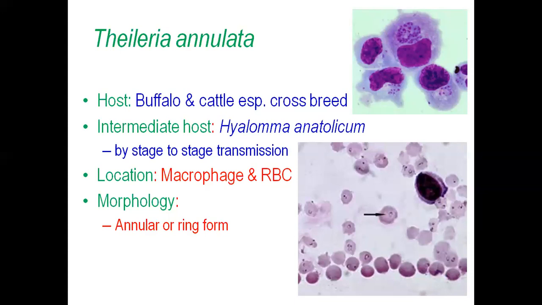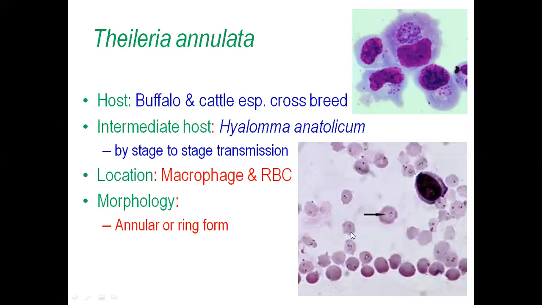Okay, so the disease is transmitted by Hyalomma anatolicum by stage to stage transmission. I mean to say, stage to stage means one stage obtains infection and another stage transmits infection. Okay, so their location, please mark it. The schizont stage occurs in the macrophage and the RBC, the piroplasm occurs in the RBC and the gametogony occurs in Hyalomma anatolicum.